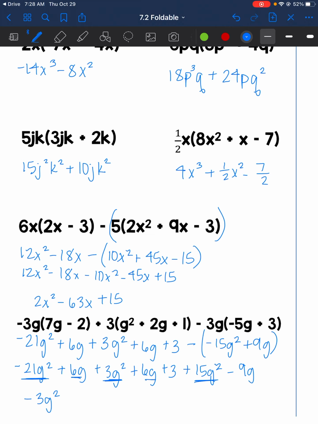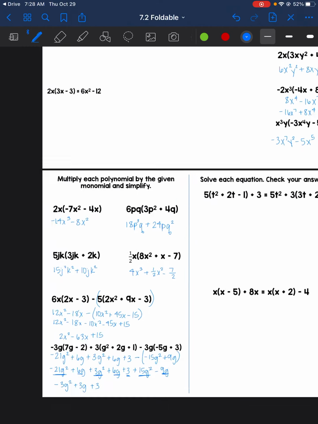Okay, then we have a 6g, and a minus 9g. So 6 and 6 is 12, minus 9 is 3, so plus 3g. And then we have just the positive 3 here, so plus 3. That should be our final answer. I don't remember what I did with the solutions, but I'm pretty sure that's right.